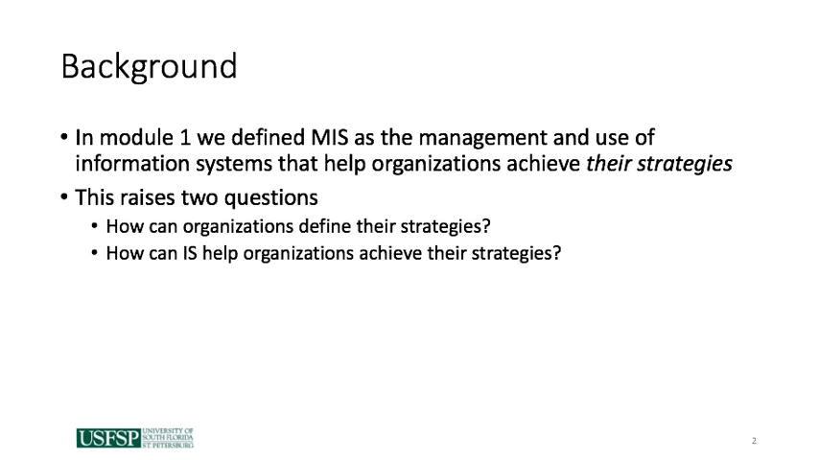Recall that in Module 1, we defined MIS as the management and use of information systems that help organizations achieve their strategies. In this module, we will turn to the issue of strategies. In particular, we will consider two questions, namely 1. How can organizations define their strategies? And 2. How can IS help organizations achieve their strategies?